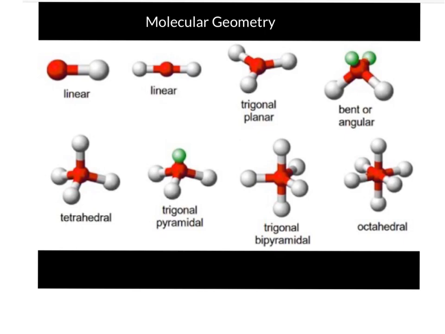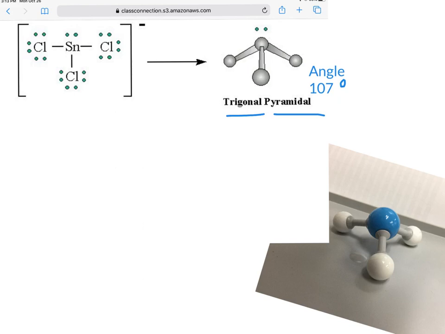Hello guys, here's some of the molecular geometry that we're going to be doing today. Now your shape is going to depend on the valence electrons you have for each element that you're using. Let's go to example 1.